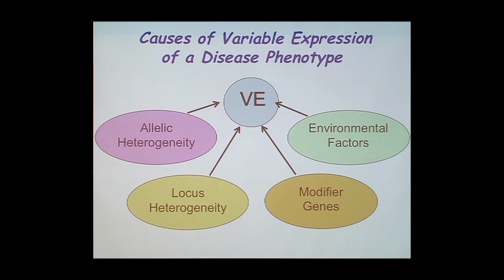There are also, each individual has their own specific genetic makeup, what we call the different modifier genes. There are different things that might affect the expression of that mutant gene. And of course, environmental factors can play a role as well. So all these different things play a role in how each one of us and each individual patient will express their own unique version of a disease.